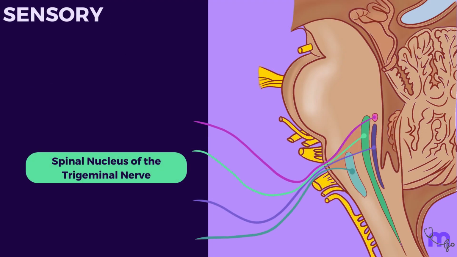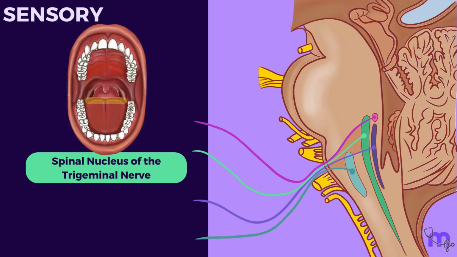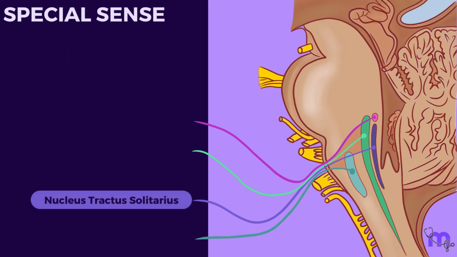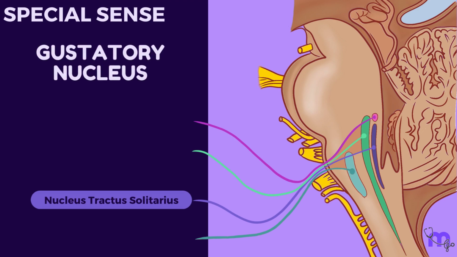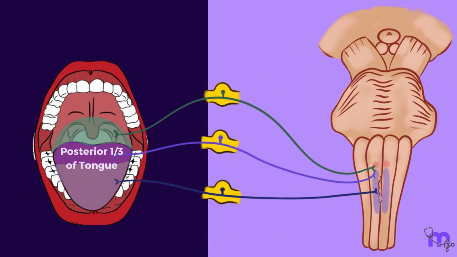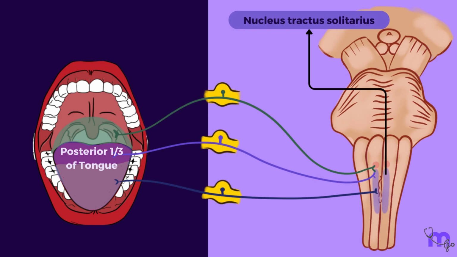The spinal nucleus of the trigeminal nerve receives sensory messages from the posterior 1/3 of the tongue and palatine tonsils. Nucleus tractus solitarius is also called the gustatory nucleus and is responsible for taste perception from the posterior 1/3 of the tongue. This nucleus is formed by the fibers of 3 cranial nerves, the vagus nerve, the facial nerve, and the glossopharyngeal nerve.